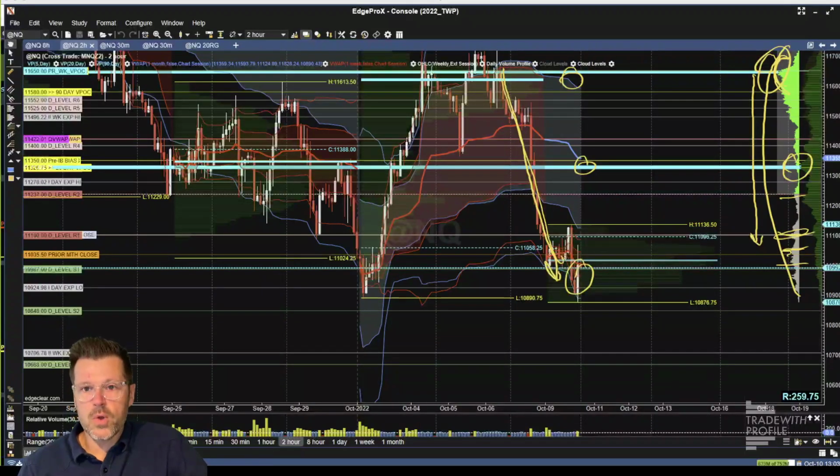Okay, so knowing where that is and knowing how thin this profile is, if you want to lose money, sell down here when all of your value references are above you. So we had daily, weekly, monthly, all of those value references are above us. It's a great way to lose money.